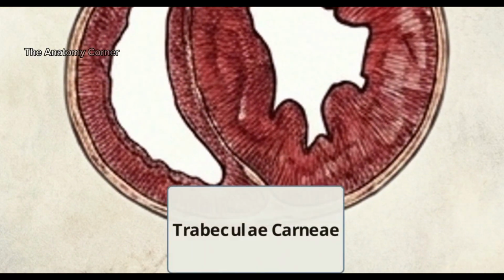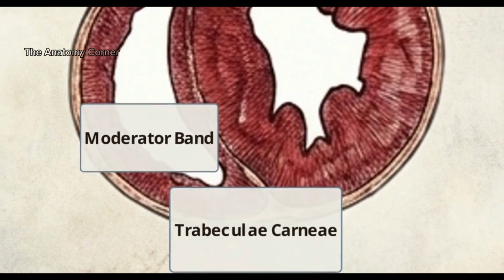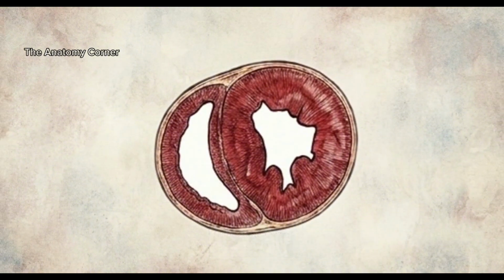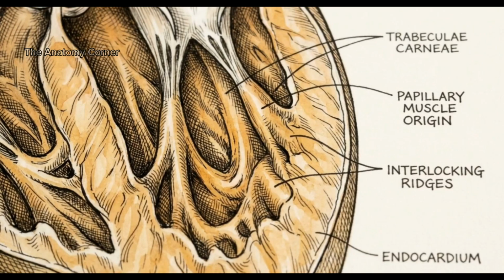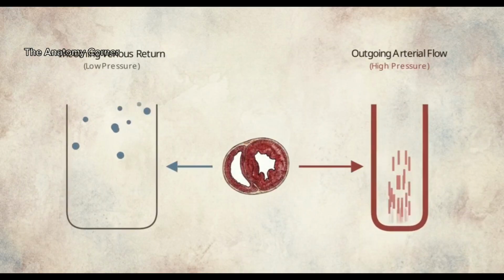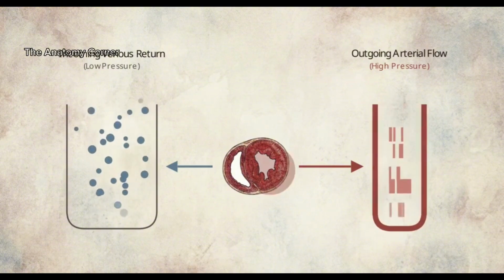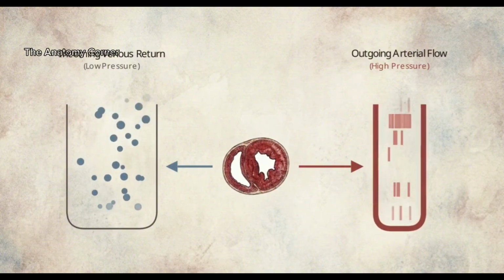The ventricles contain web-like muscular ridges called trabeculae carneae, while the right ventricle uniquely holds the moderator band, a thick bridge spanning the chamber. Every ridge and variation in wall thickness is a physical adaptation. The internal asymmetry is precisely calibrated to manage the disparate pressure requirements of incoming venous return versus outgoing arterial flow.